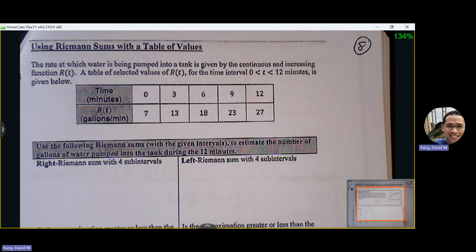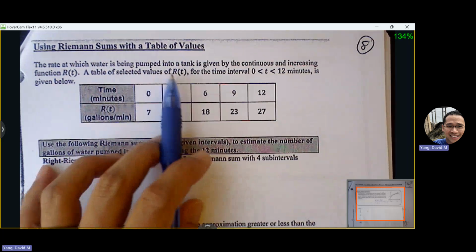So this is very common, very popular on the AP exam. You're almost guaranteed that you're going to see a problem where you're given a table of values, and they're going to ask you to approximate a certain value using rectangles and just given these values.